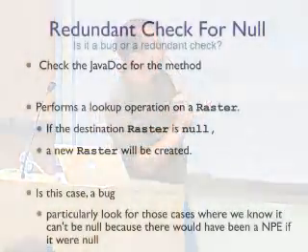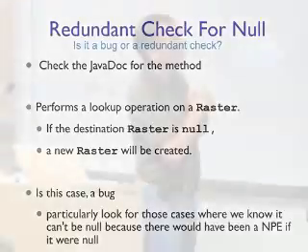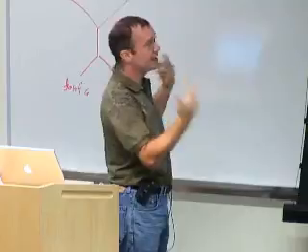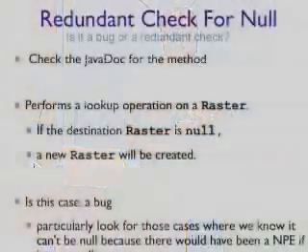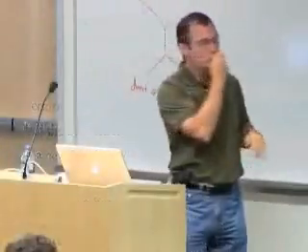In this case, we can check the documentation for the method, and it tells us that if the destination raster is null, a new raster should be created. So the documentation clearly says that this method should handle a null parameter, and we're not doing that. Okay, so that's what we do for null pointer detection.